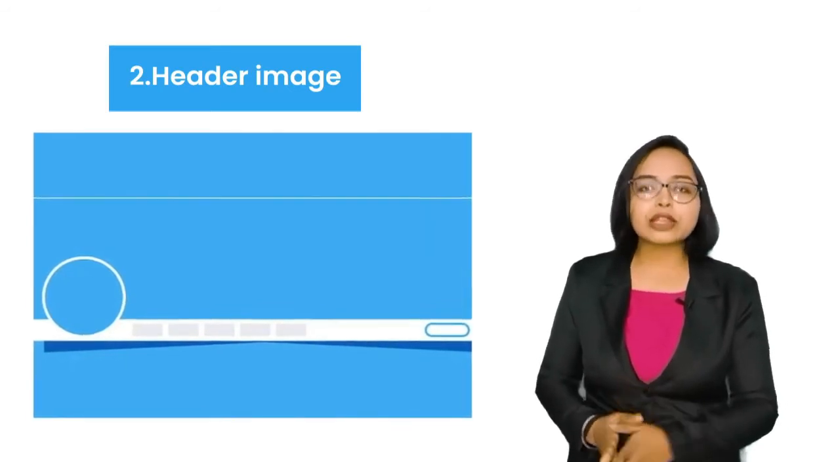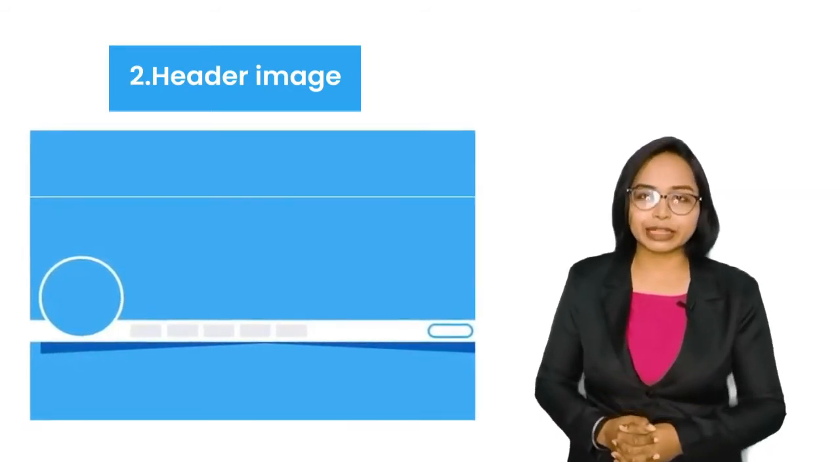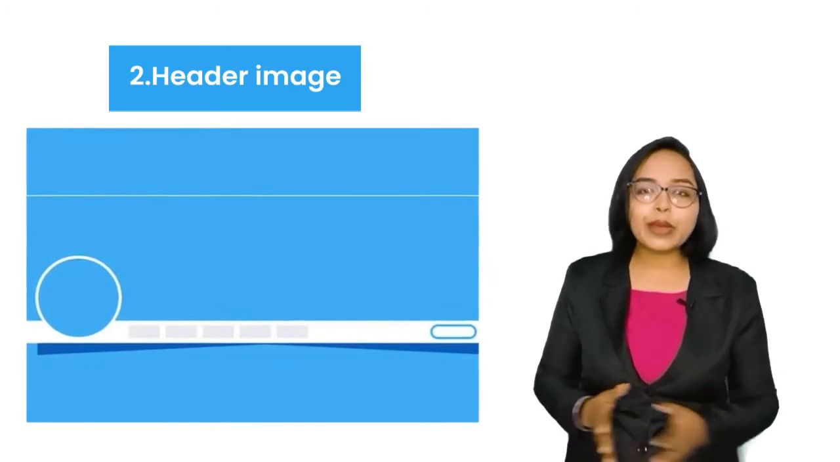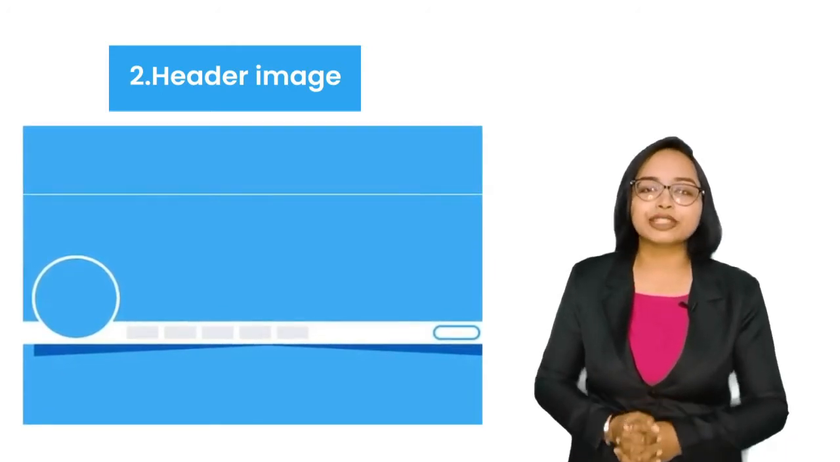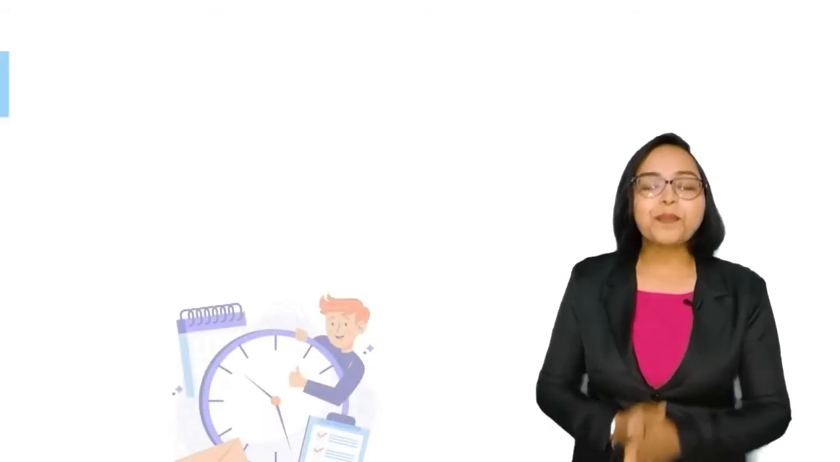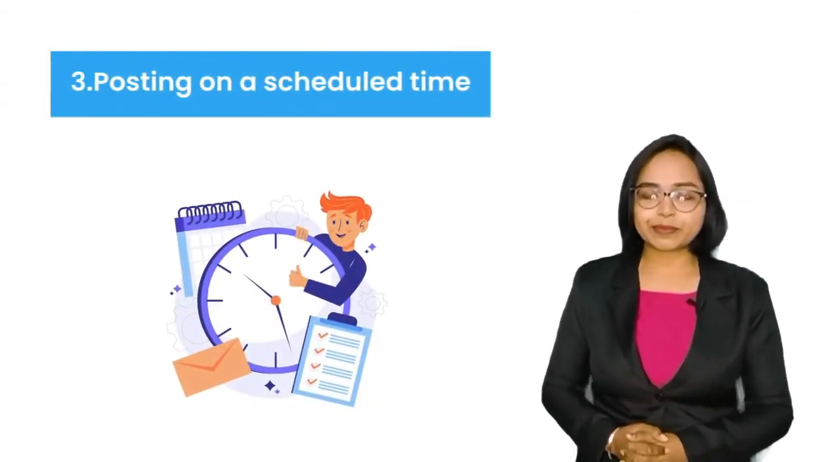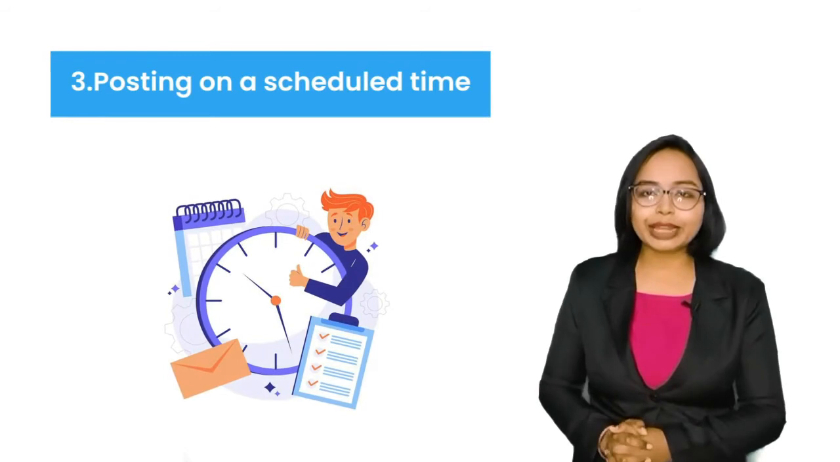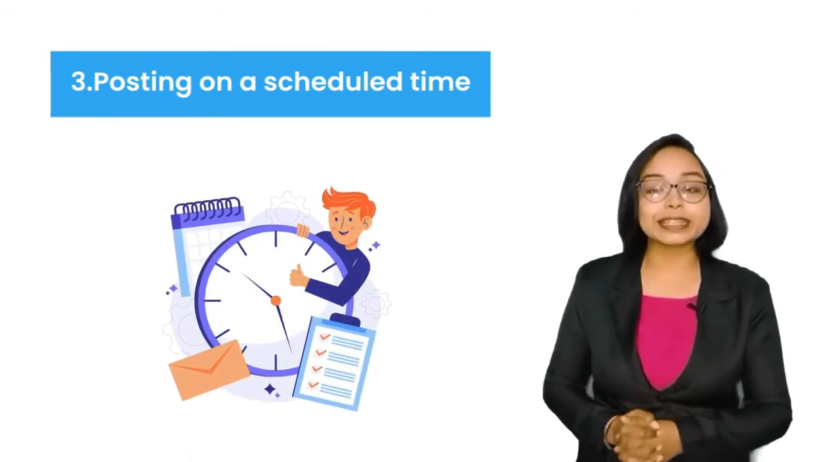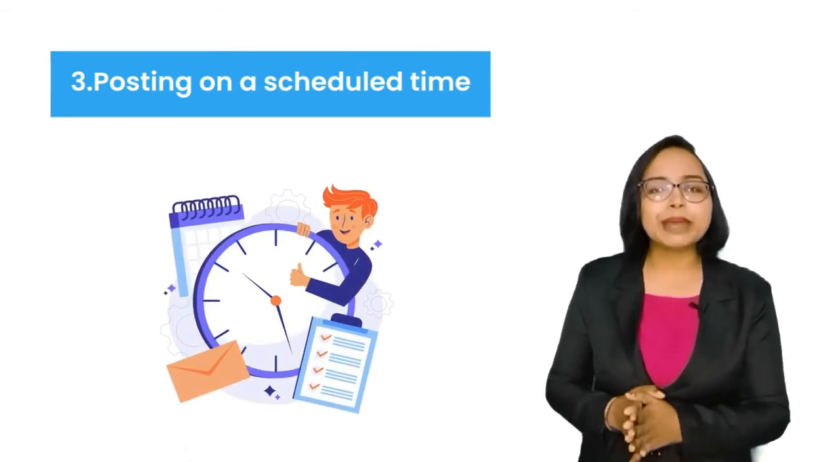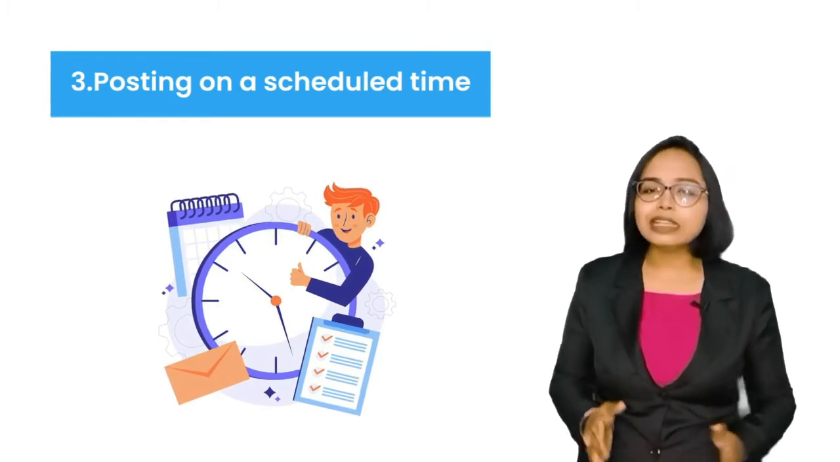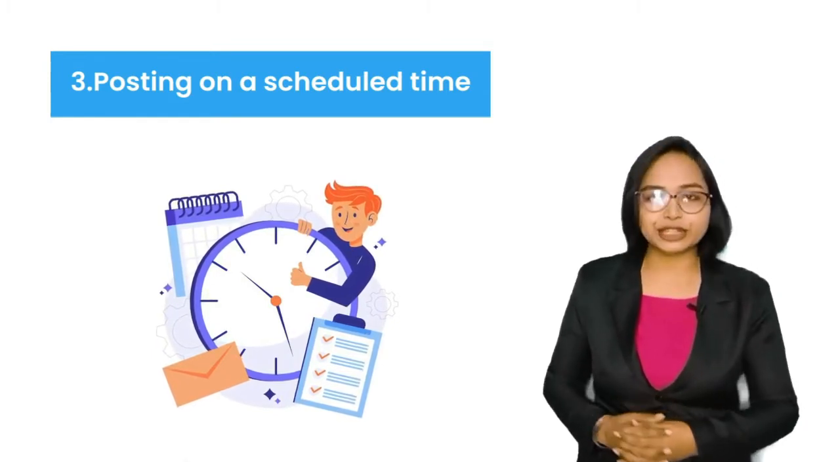You can also put a call to action in your header image. As an example, the below header image has a call to action button for an event booking. Number 3. Posting on a scheduled time. It is always better to tweet when the majority of your audience is online, as it ensures better reach of your post and higher chances of engagement and lead generation.